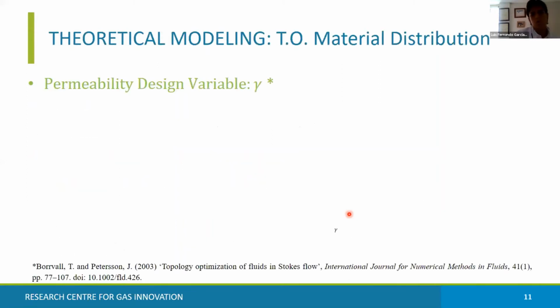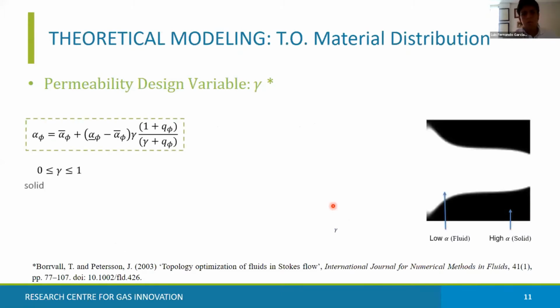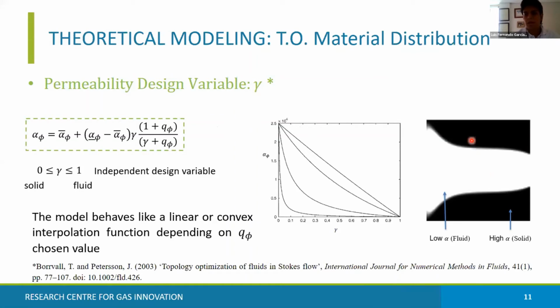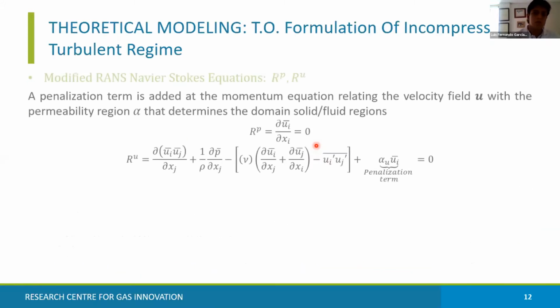In the topology optimization formulation, we use this gamma variable to control the permeability of the domain cells, and we consider this material distribution equation with different optimization parameters that have to be calibrated in order to obtain almost a 0-1 behavior that tells us clearly, okay, this cell should be fluid and this cell should be solid, and try to avoid this linear behavior that leads us to gray regions.